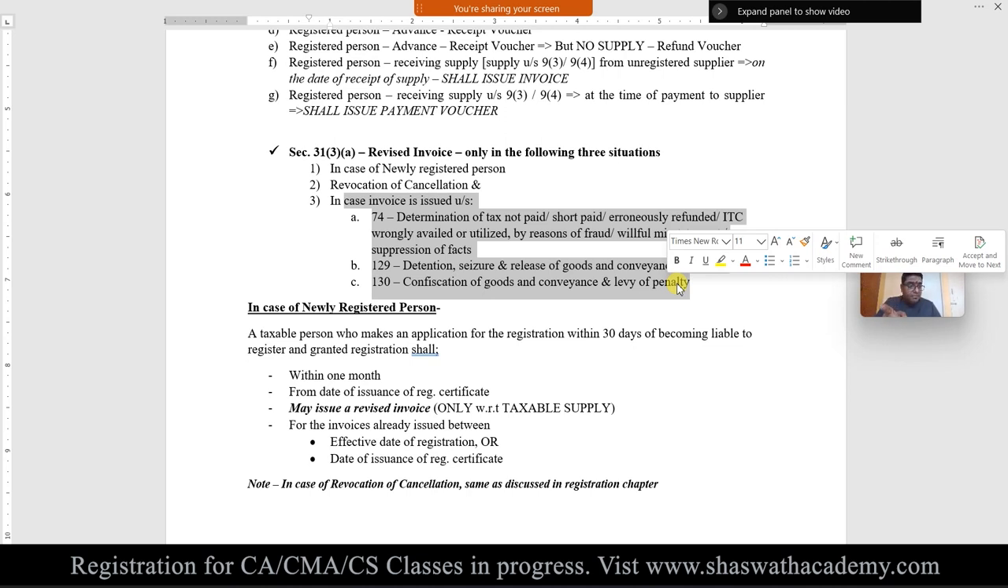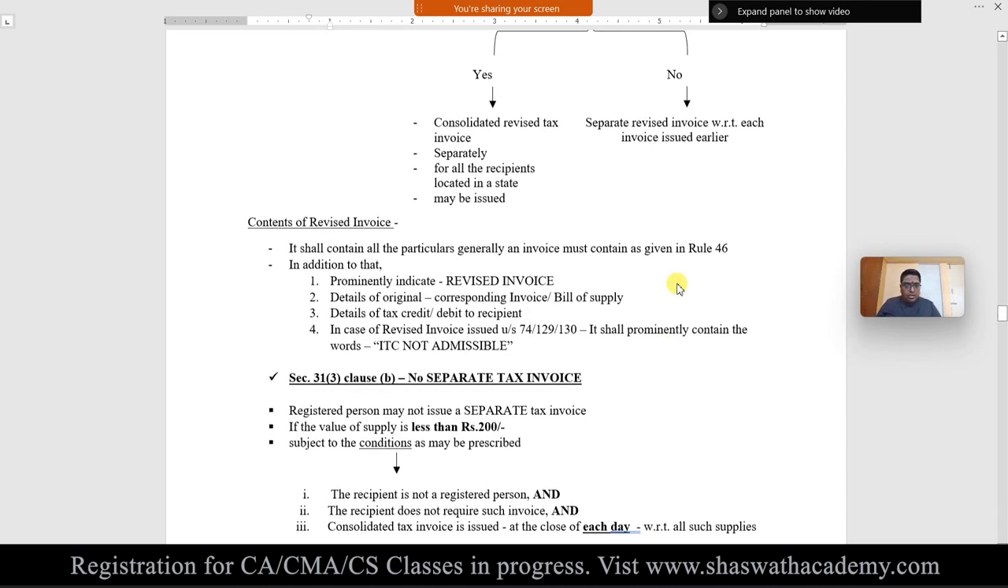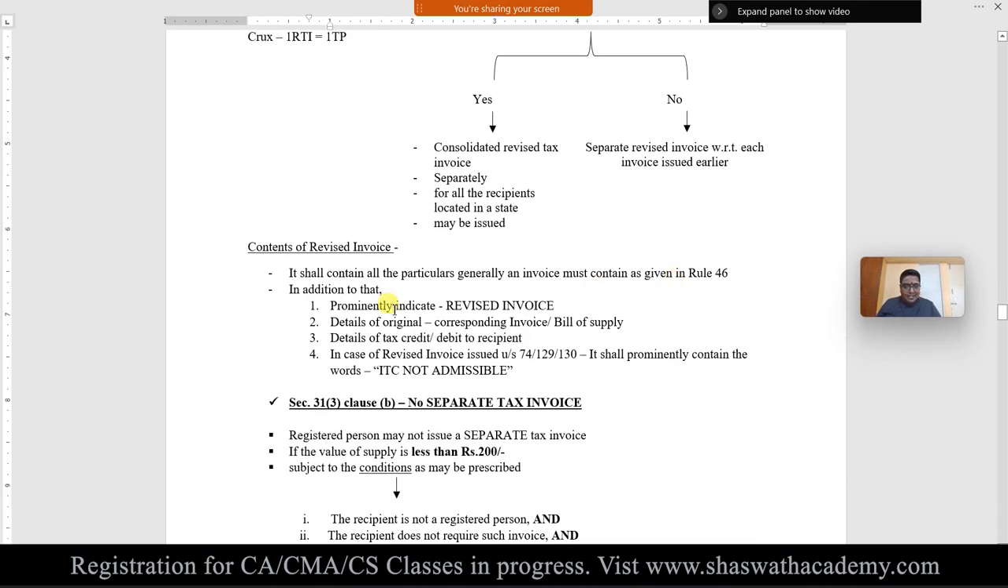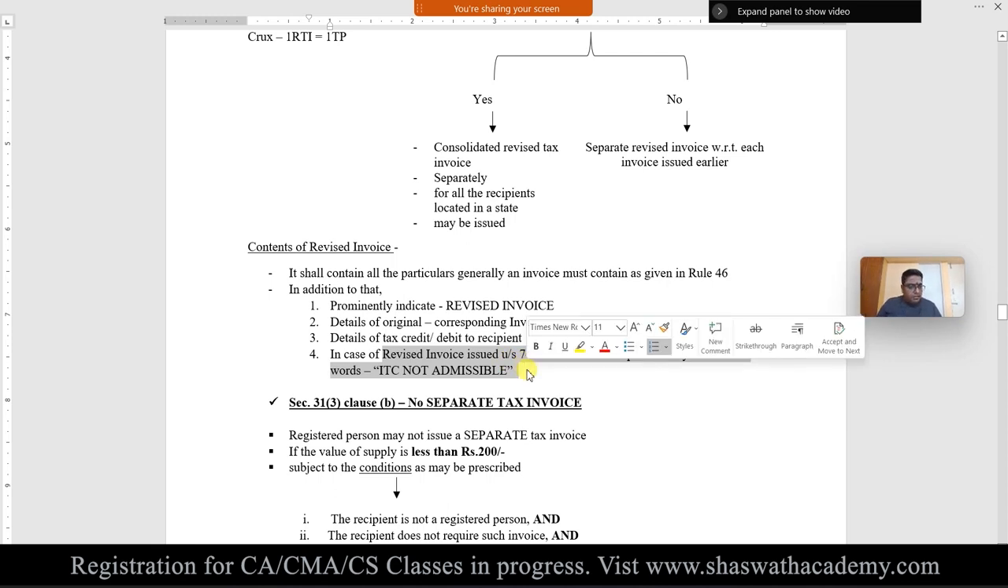Invoice has to clearly bear a statement. Sir, what are all the contents of a revised tax invoice? Sir, quickly have a look at the contents of revised tax invoice. Yeah, it shall consist of all the information of tax invoices. In addition to that, it will prominently carry the words revised tax invoice, and it will have a reference to the original invoice data or debit note data or bill of supply data. And if it is issued under 74(1) to 74, 129, 130, it shall carry the words ITC not admissible.